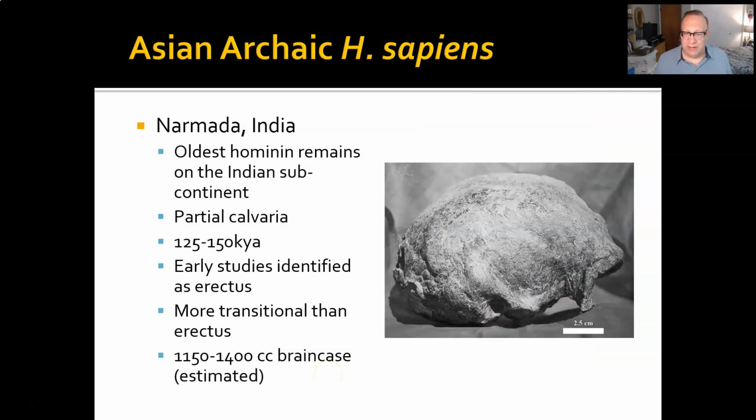That's just another shot of it, so you have a better idea. Again, you can see it's less angular back here. It's more rounded. And it's much higher above the orbits of the eyes than the Homo erectus would be. Okay, so that's our regional variations for Homo erectus.